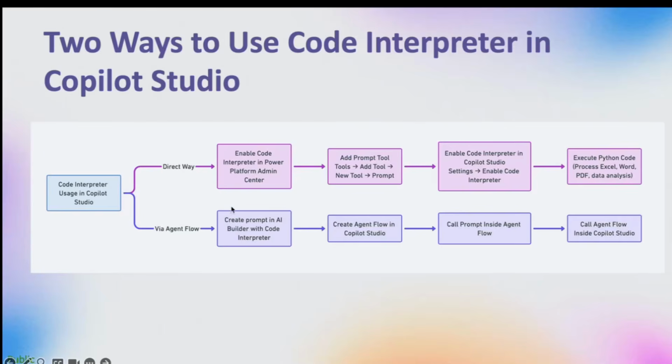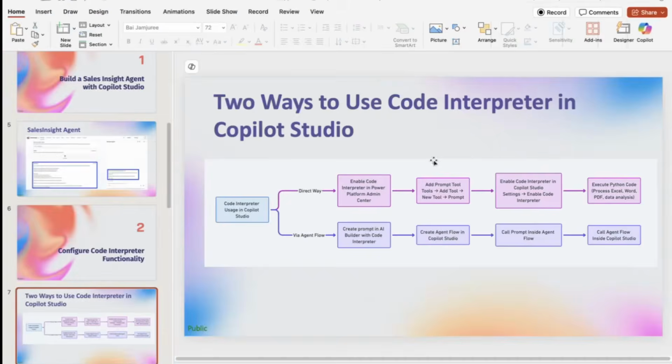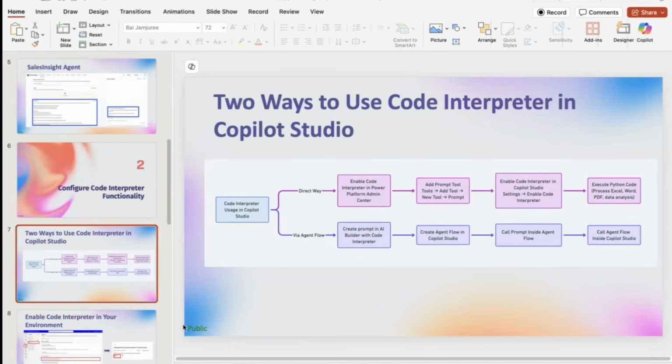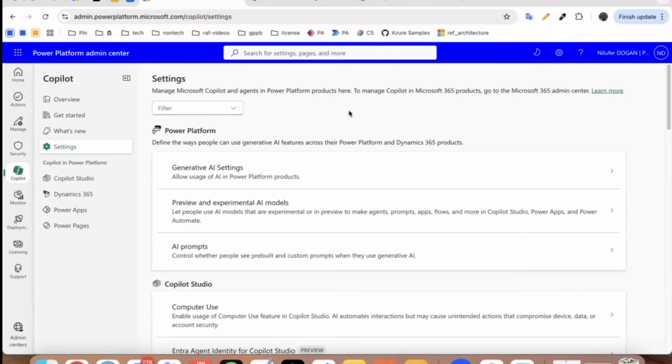Another way is using AI Builder for that purpose. In Copilot Studio, we go to tools and create a prompt for that purpose, and with that prompt, we get the output. So let's first see the first part, which is how we can enable this functionality within the Power Platform Admin Center. I will show the built-in options.